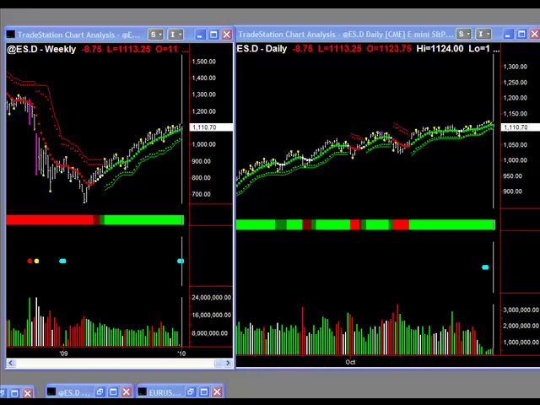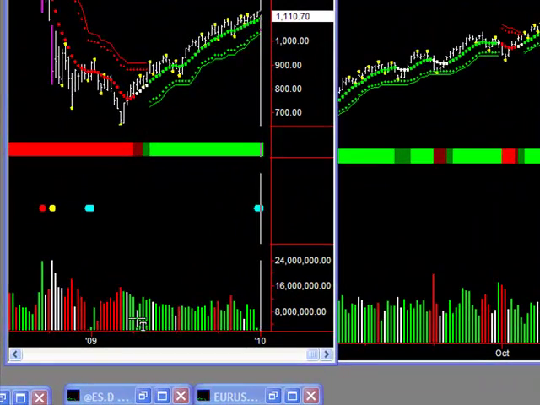This is really the engine room of the whole of the Hawkeye program, and as I have mentioned in other videos on the site, we trade two time frames at the same time. We trade them in harmony. You can see that the Hawkeye weekly on the S&P is long. You can see that the volume is predominantly green.